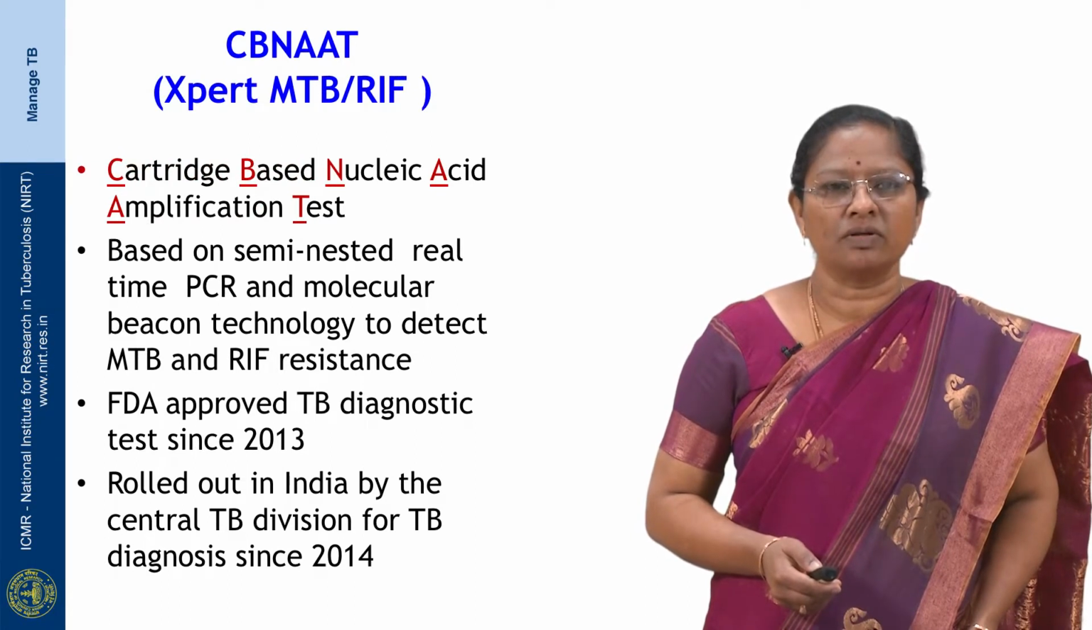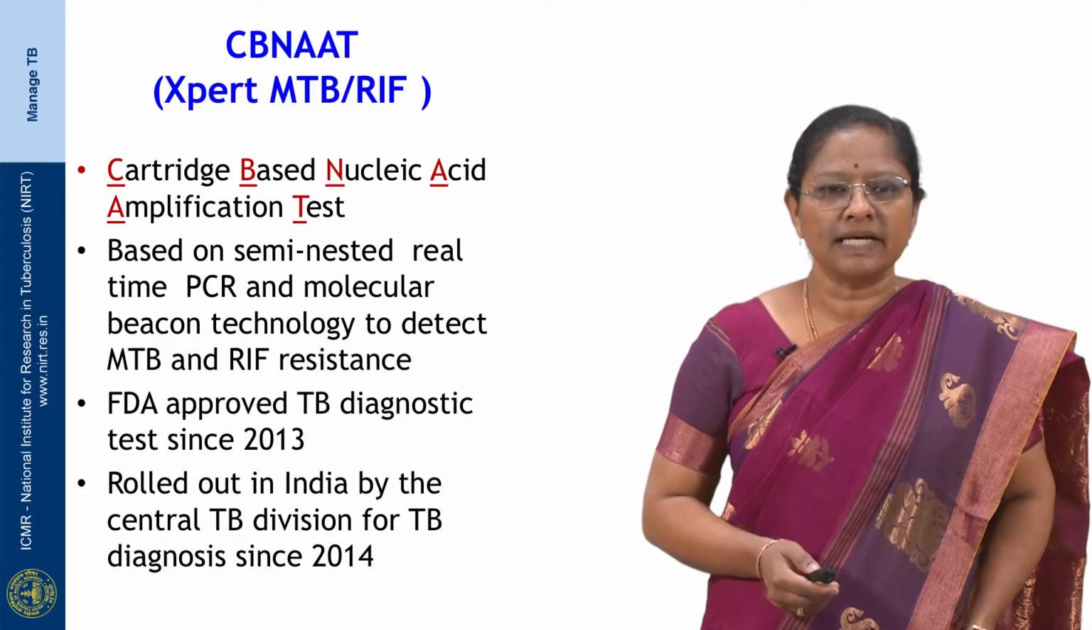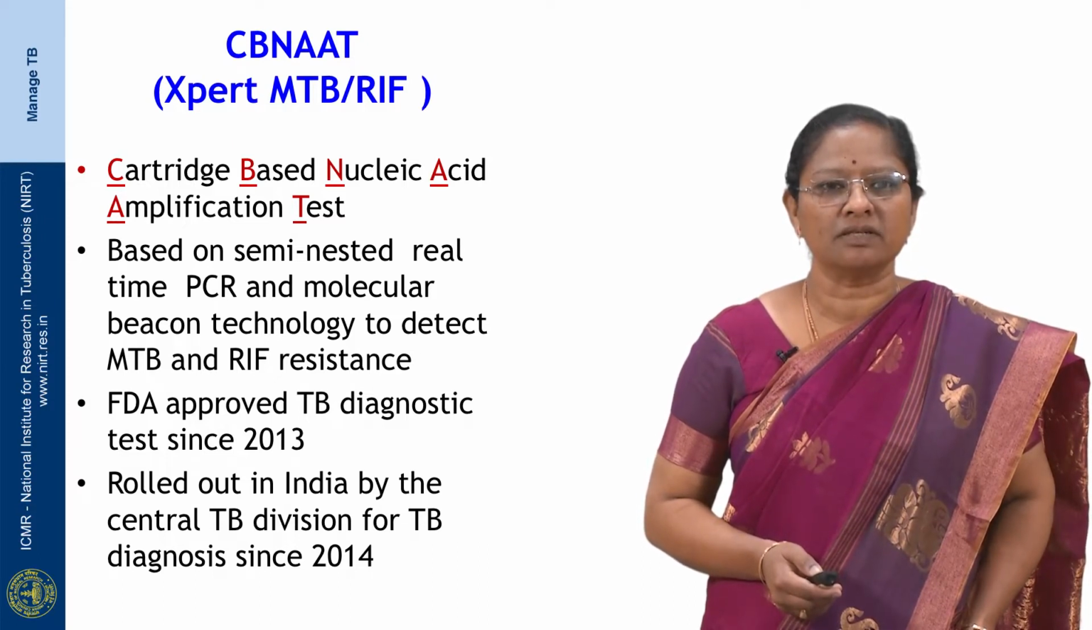Coming to CBNAAT or the cartridge based nucleic acid amplification test, currently we have the GeneXpert MTB/RIF, which was one of the advanced technologies that set a trend in the diagnosis of tuberculosis and rifampicin resistance detection. This technology is based on a semi-nested real-time PCR and molecular beacon technology to detect MTB as well as rifampicin resistance. This test has been approved by the US FDA as a diagnostic test for TB since 2013. It has been rolled out in India by the Central TB Division for TB diagnosis since 2014.